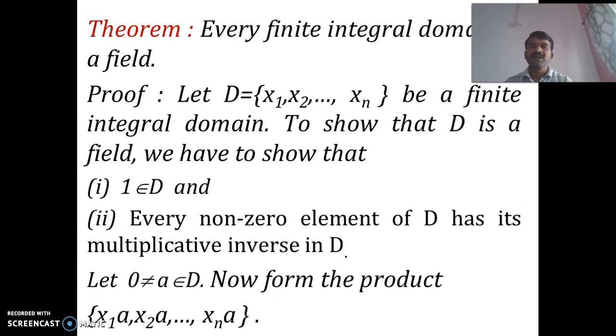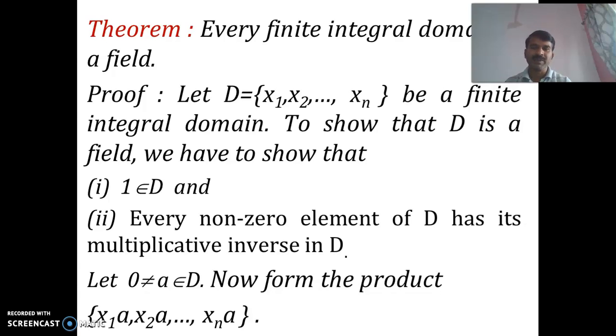And next property of integral domain: every finite integral domain is a field. But every field is an integral domain, but not every integral domain is a field. Only we can have that property here: every finite integral domain is a field. So now let us see the proof of this property.